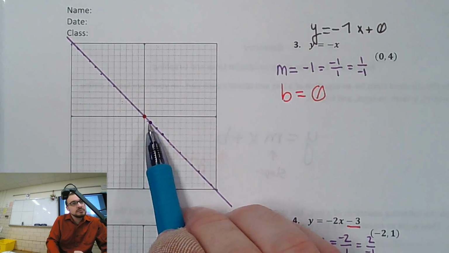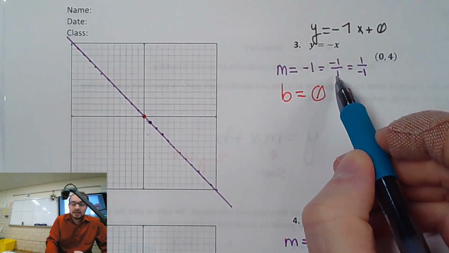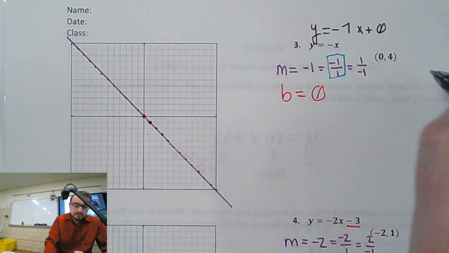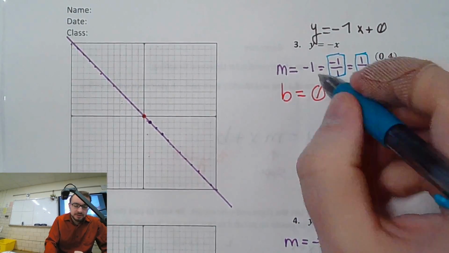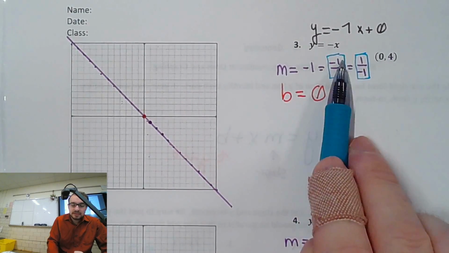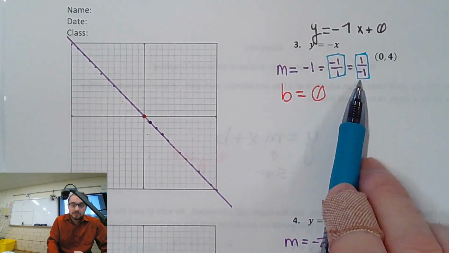Did you flip it? Yep, be careful that you go down 1 and then to the right 1, not to the left 1. Any of these will get you the same thing. That's why I prefer to write it as a fraction, because it helps me remember down 1 and then to the right 1. Or up 1 to the left 1.